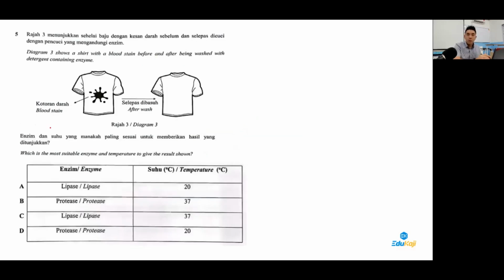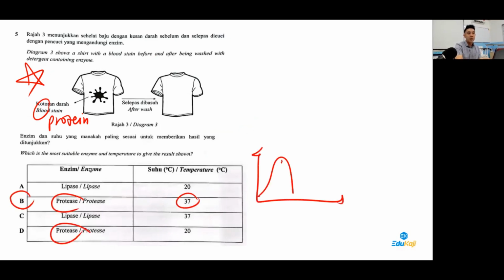Number 5 is quite a popular question. Guys, you can draw one star. They'll normally show you a stain. The stain can be a starch stain, or here a blood stain, or a lipid oil stain. Blood is a type of protein. So for protein, you definitely need protease, and the optimal temperature of protease is 37 degrees Celsius.